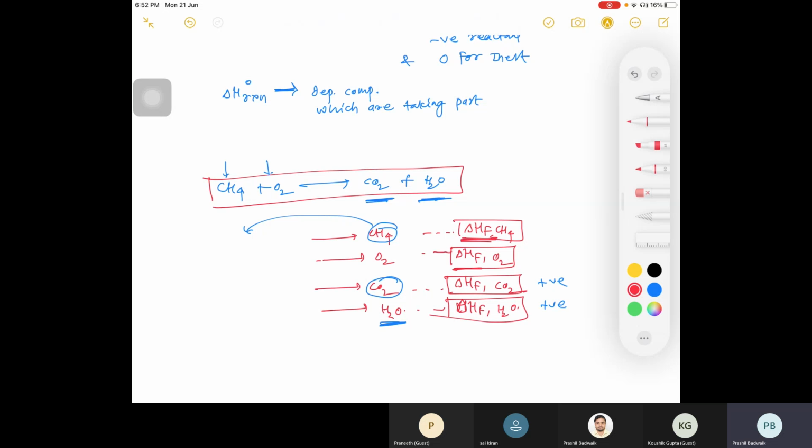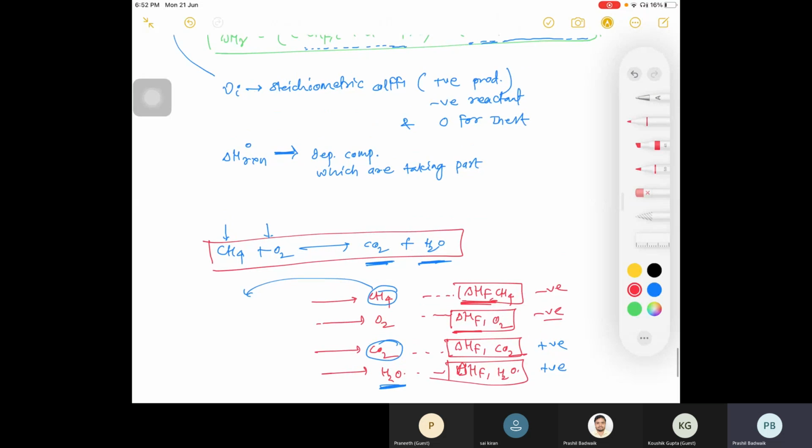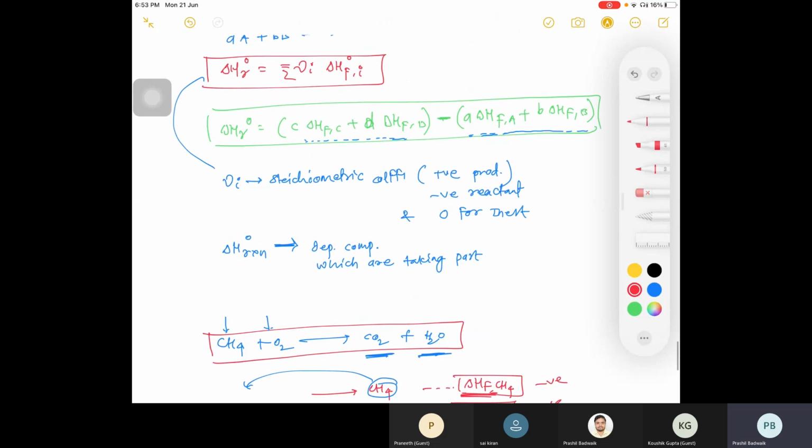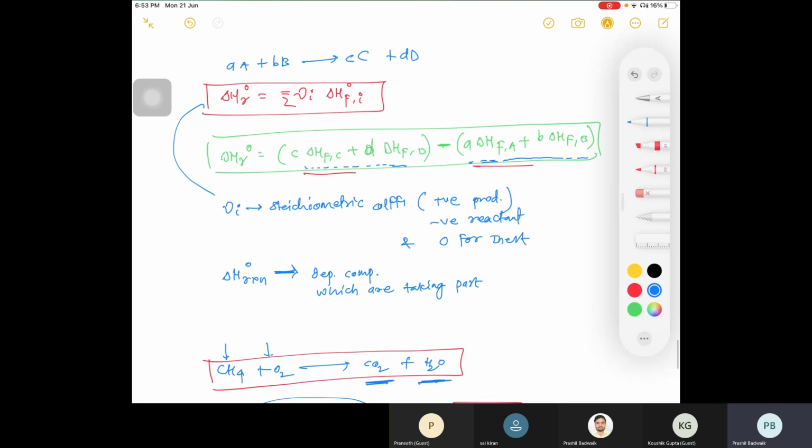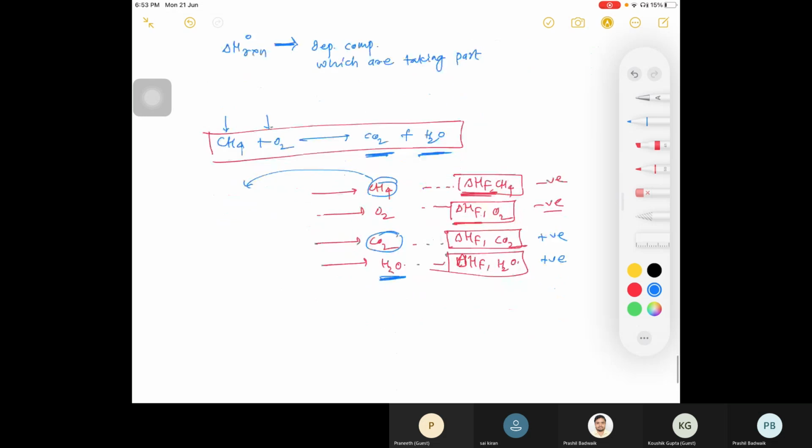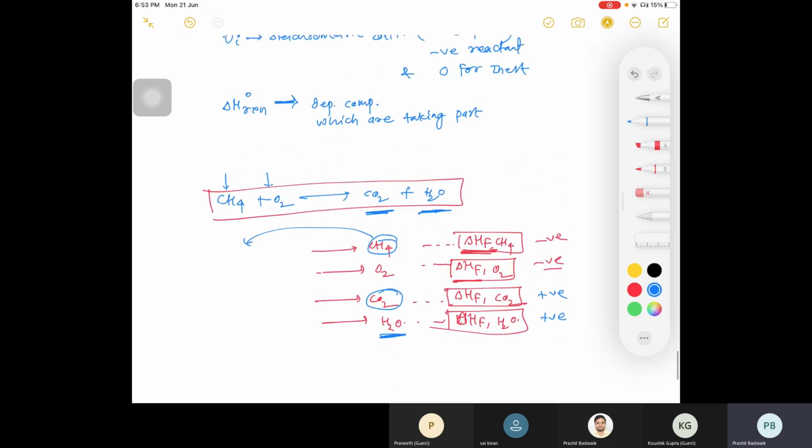So what will happen? These values will be negative, and that's why you are writing your equation as product minus reactant, right? Product minus reactant, and I have pointed it out here. You can write it as the summation of nu i into delta H of i. Okay, so this is your equation. This question was asked to me personally in an interview at IIT Bombay.